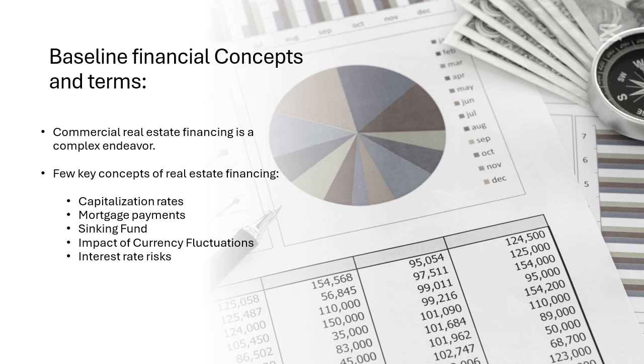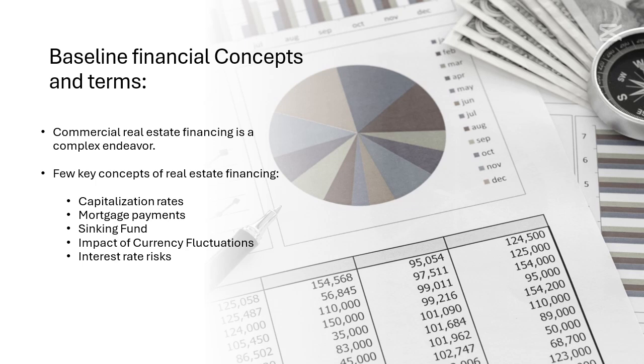So the first one is capitalization rate or cap rate. Cap rate is the ratio of a property's net operating income to its market value or purchasing price. This helps evaluate a property's profitability, such as a building generating 100,000 in annual income with a market value of 1 million has a capitalization rate of 10%.